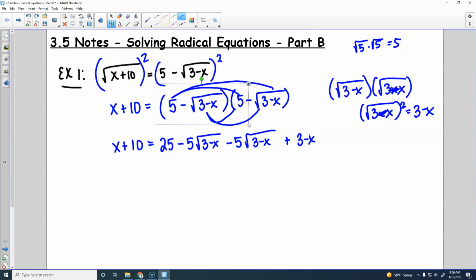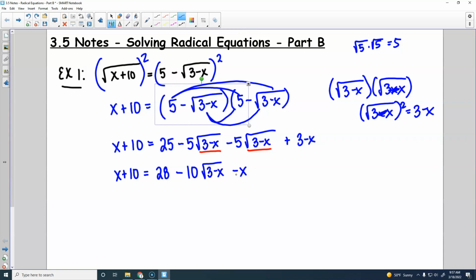But there are some things that we can combine here. I got that 25 and that 3, so I could put those together to get 28. And then I've got this minus square root of 3 minus x, and the other minus 5 square root of 3 minus x. Since those square roots are exactly the same, we can combine them and make it minus 10 square root of 3 minus x. And then I put that 3 with the 25, so it's there. I got that minus x on the end.